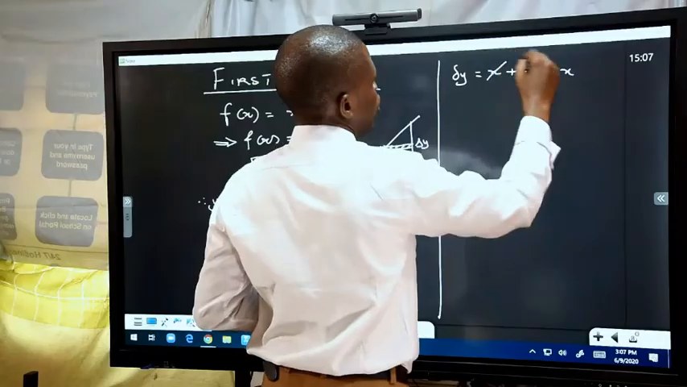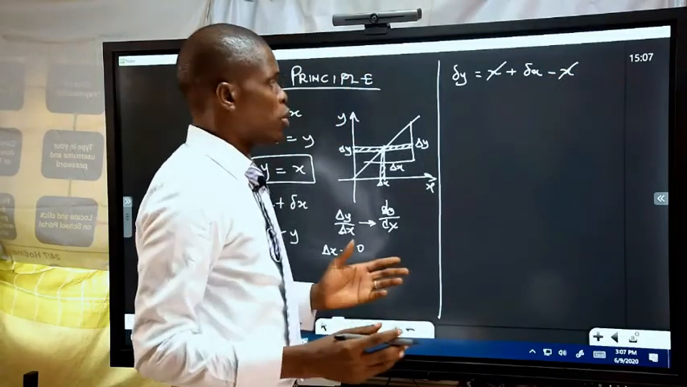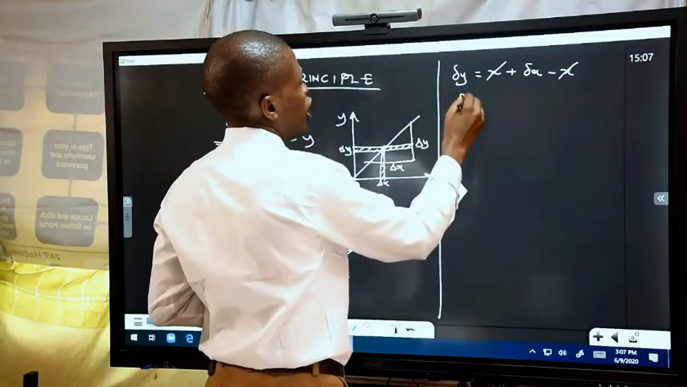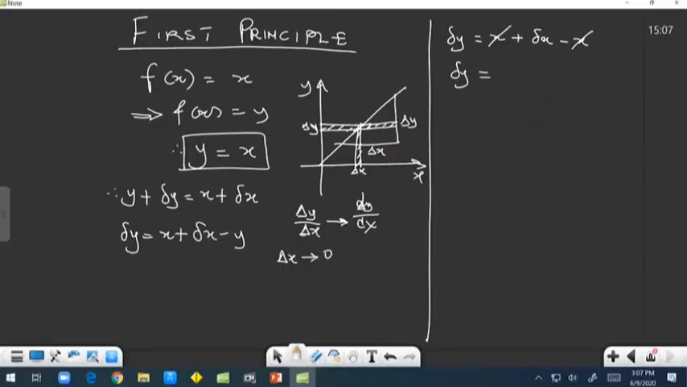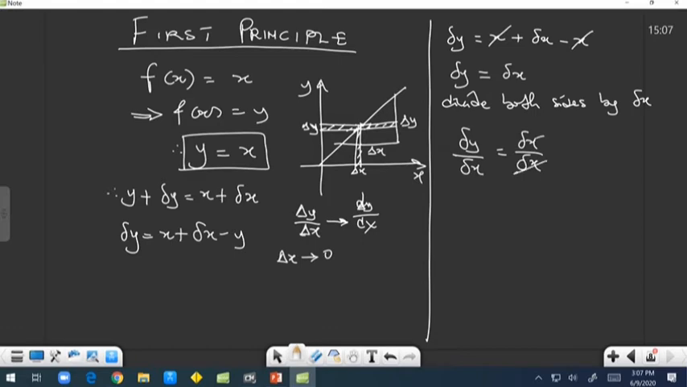Now you find that x will cancel out x. So small change in y is equal to small change in x. We divide through, both sides by small change in x. So when we divide, what we have is delta y divided by delta x is equal to delta x divided by delta x. So delta x cancels delta x, and that will give us 1.